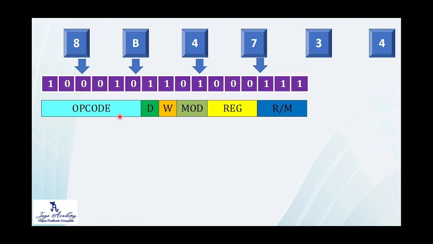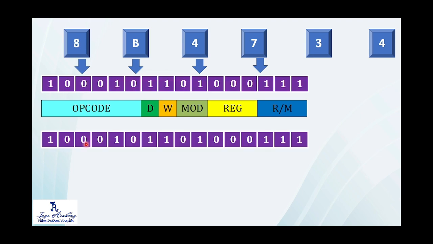Now try to decode this. Now opcode is 100010. See, these 6 most significant bits are opcode. Now you all know what is the opcode corresponding to binary combination 100010. That is definitely your move instruction. Now your D bit is 0. What is the meaning of D bit 0? Data is going to the register.